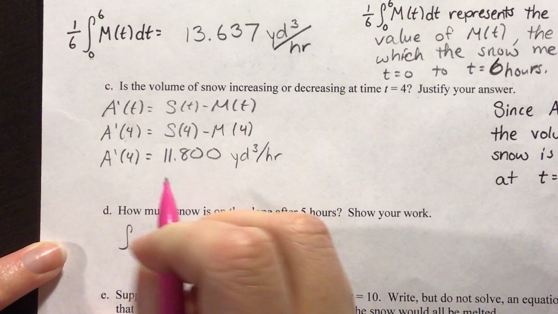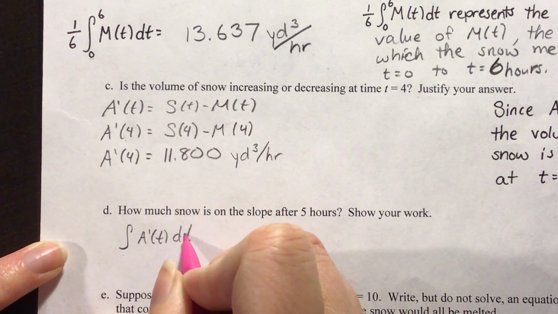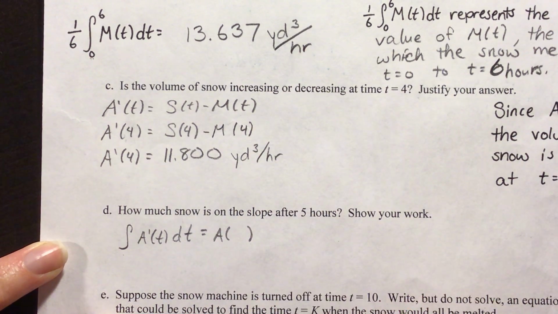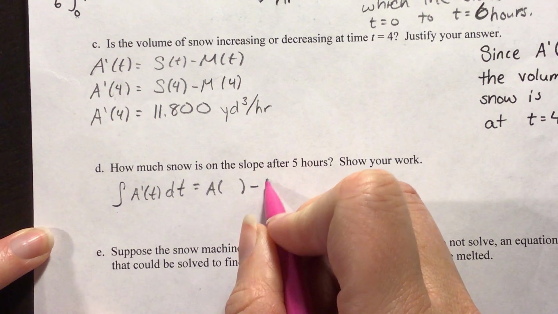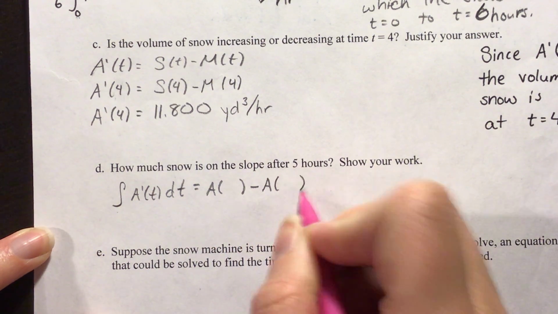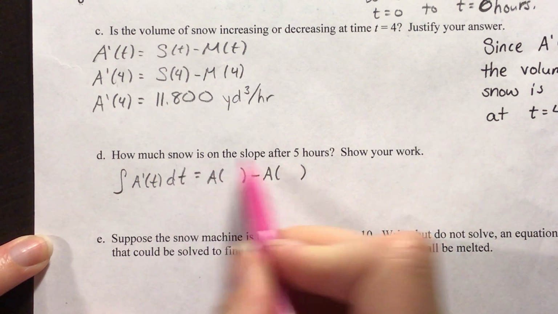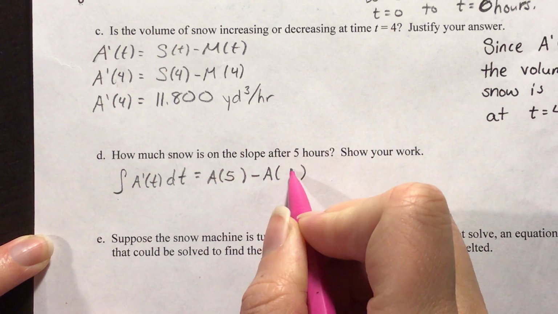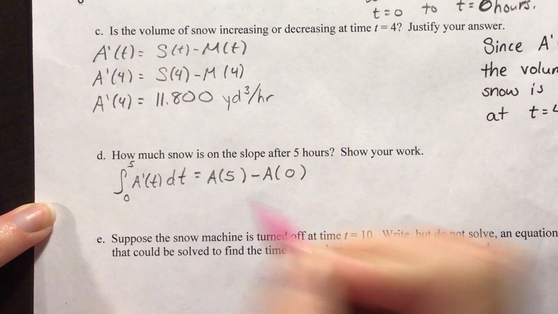Okay, the integral of A prime of t dt is going to be equal to A of... we know we're plugging in numbers, so this is going to be one of those fundamental theorem of calculus problems where we have A of something minus A of something. We're looking for A of 5, and we have A of 0, so I'm going to put the 5 first, 0 second, so that I can put 5 on top and 0 on the bottom.